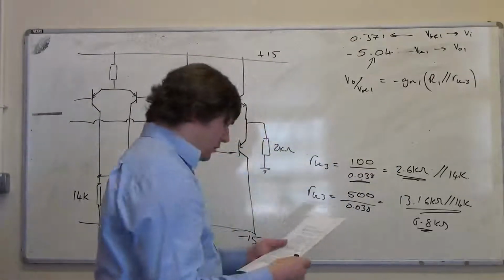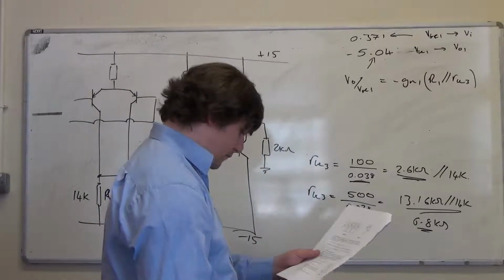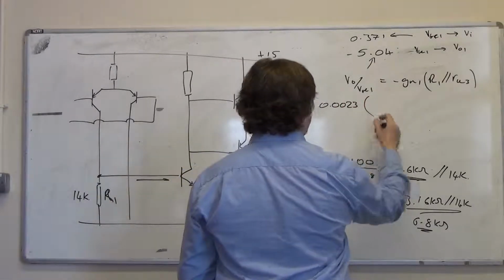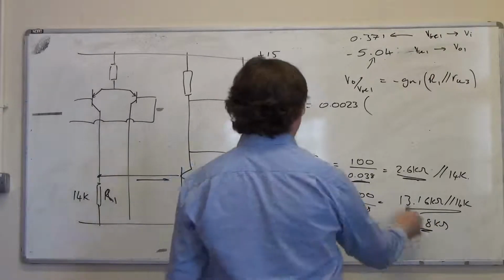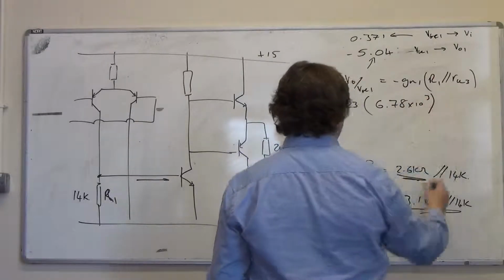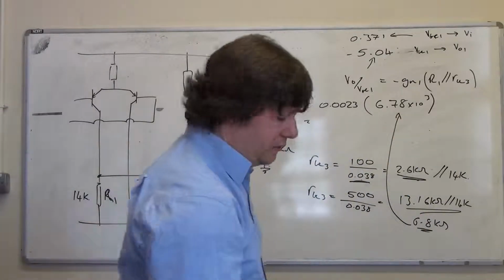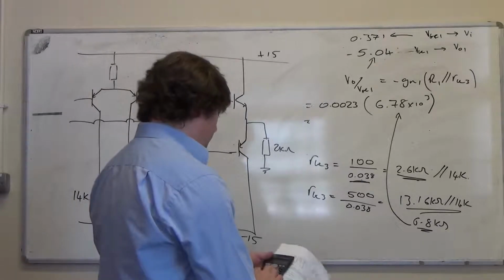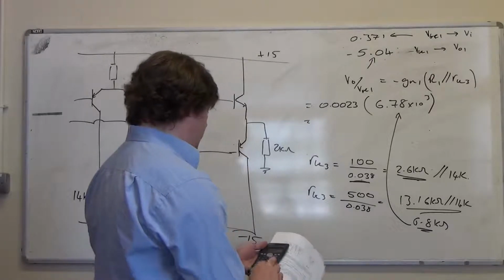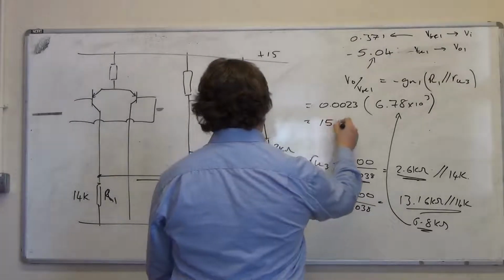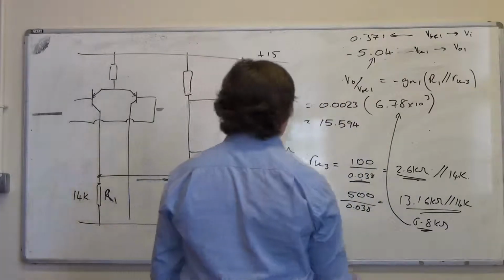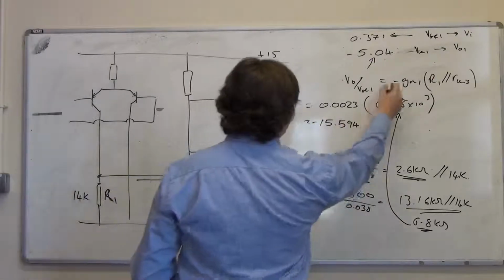I can't remember what we have for GM1. Let me look at the answers. 0.0023 amps per volt, so we had 0.0023 times R1 in parallel with RBE3, about 6.8 kiloohms, 6.78 I think I said actually, times 10 raised to 3. So what does that leave us with? 0.0023 times 6.78 E3, 15.594, and this is volts per volt, because that's volts and that's volts. There's a minus sign as well, because there's a minus there.